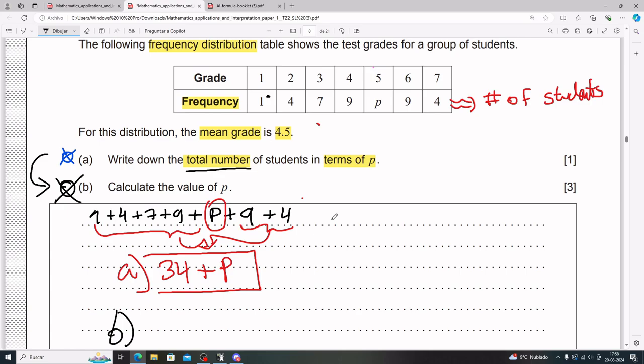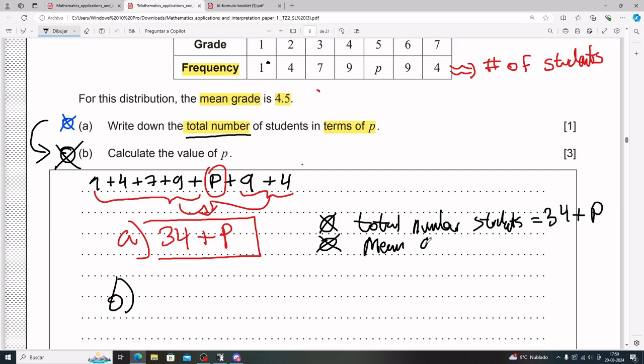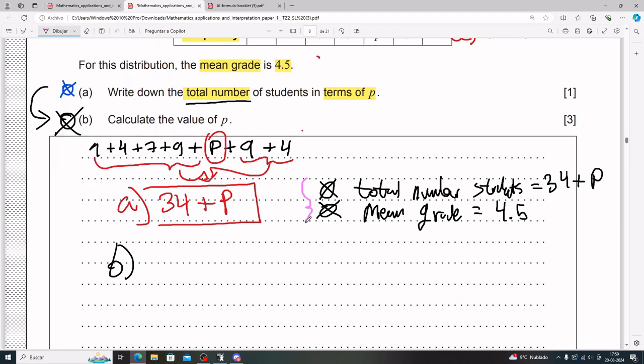So on the one hand, these are your two pieces of information. On the one hand, you have the total number of students. That is one piece of information we have: the total number of students is 34 plus P. The other piece of information that you have right now is the mean grade, because they told us earlier, the mean grade is 4.5. So how can I, using these two things, try to find the value of P?